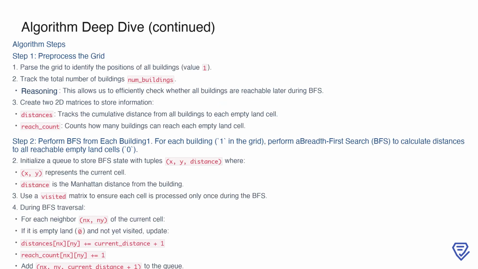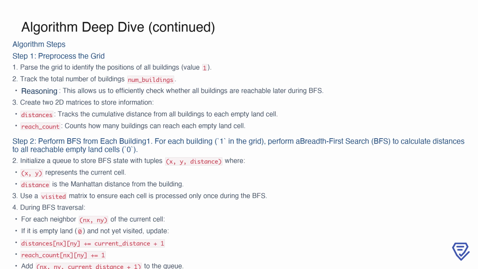To solve this problem, the algorithm begins with pre-processing the grid. First, we parse the grid to identify the positions of all buildings, which are the cells with a value of 1. As we do this, we also keep track of the total number of buildings, referred to as number_buildings. This count will be crucial later to verify that all buildings are reachable. Next, we initialize two additional 2D matrices, distances and reach_count. The distances matrix will store the cumulative Manhattan distance from all buildings to each empty land cell, while reach_count will track how many buildings can reach each empty land cell.